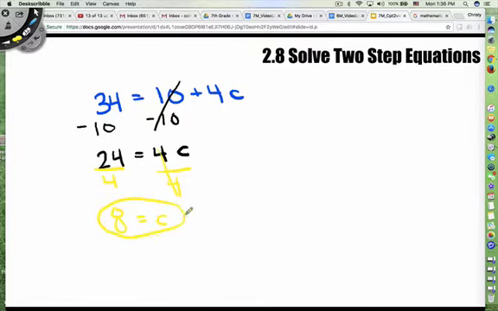Okay, that is not the answer. 8 is not that. 6 is c. Okay, great. So that's it.